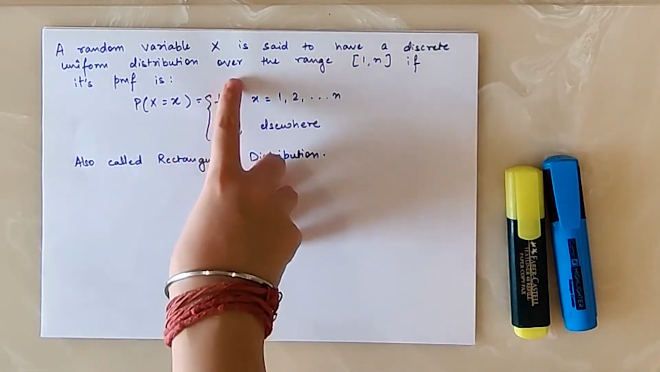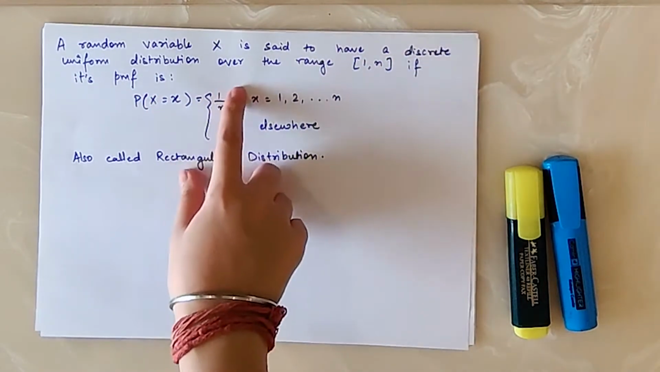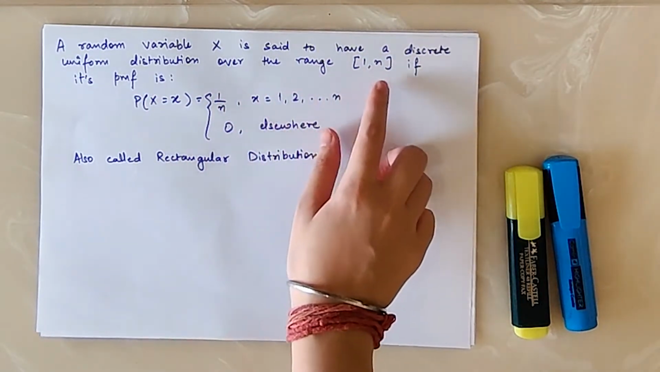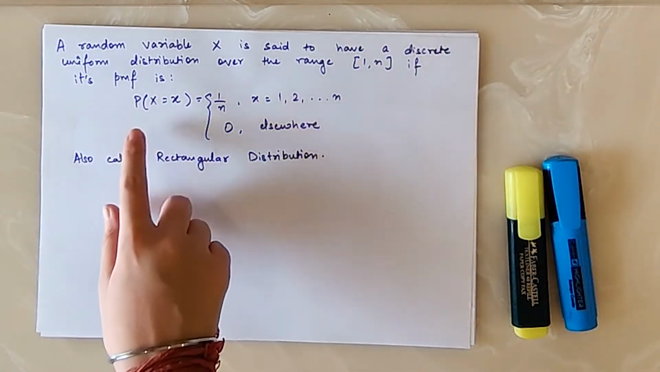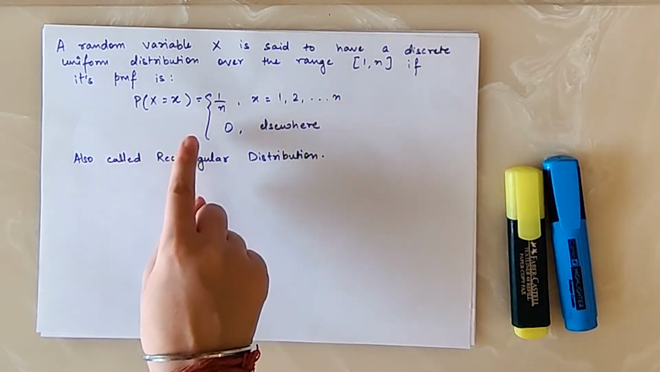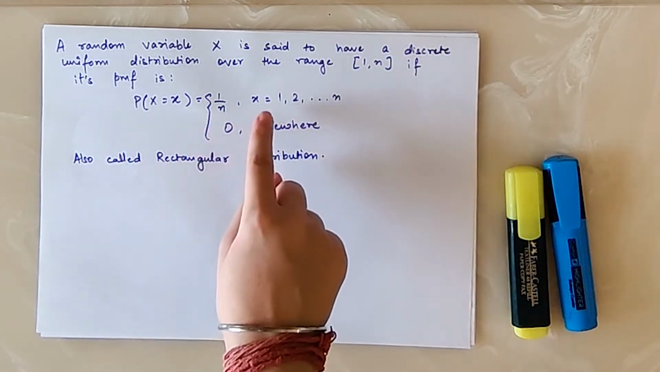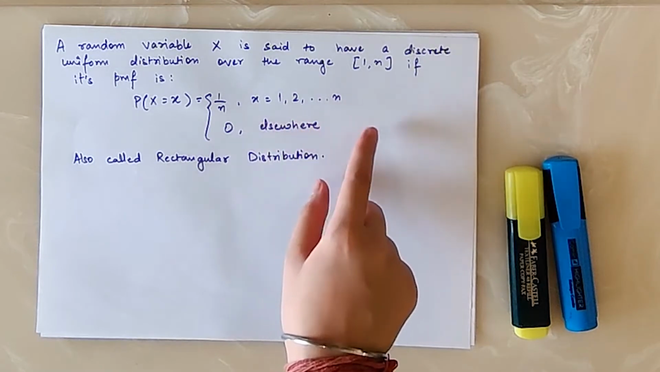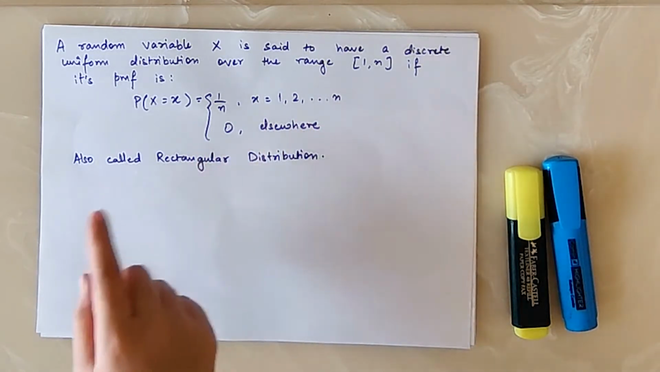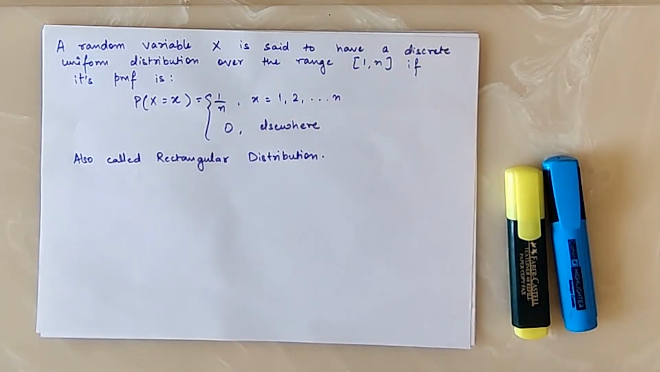A random variable X is said to have a discrete uniform distribution over the range 1 to n if its PMF is probability X = x is equal to 1 by n, for x = 1, 2 till n, and 0 elsewhere. It is also called a rectangular distribution. Let's understand this with the help of an example.